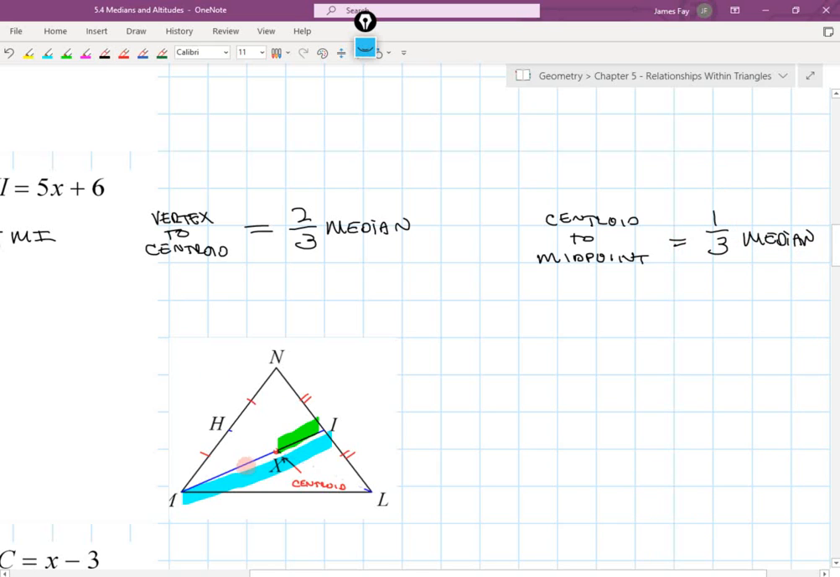And the last relationship would actually be to compare that blue part to the green part. So that would be vertex to centroid. Okay, how much bigger is this one compared to this green one? It's 2 times. Or I could put the 1/2 in front and a 1 over here. So the vertex to centroid is twice as big as the centroid to midpoint.